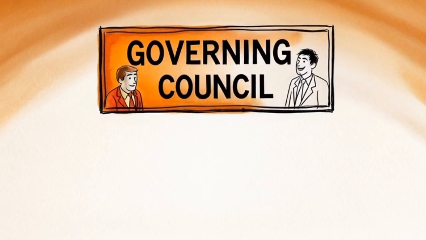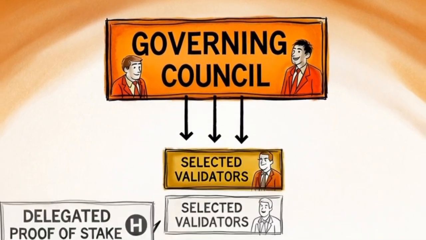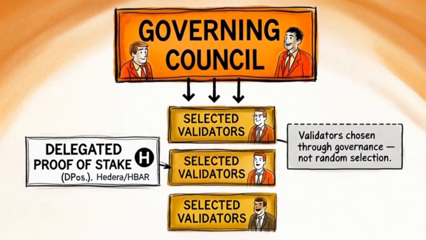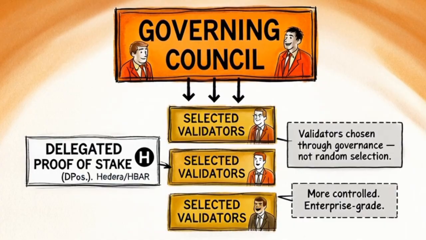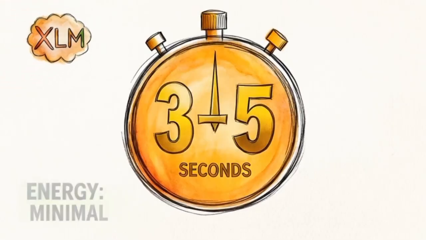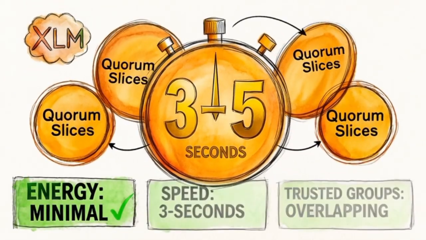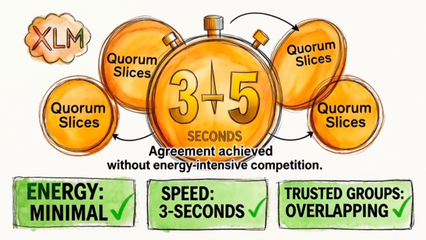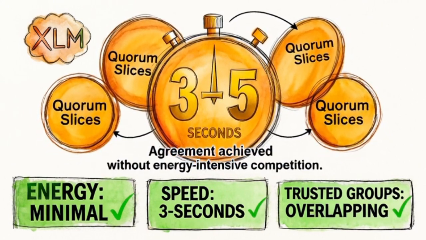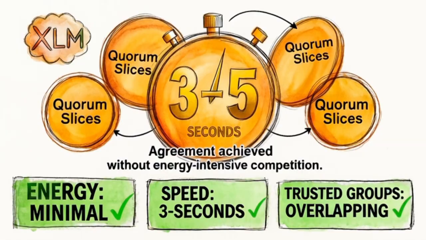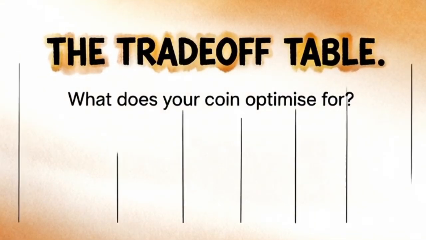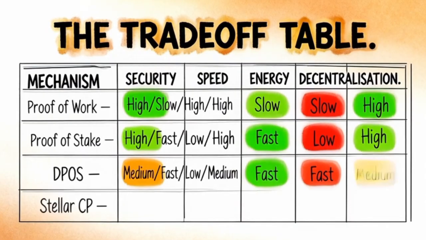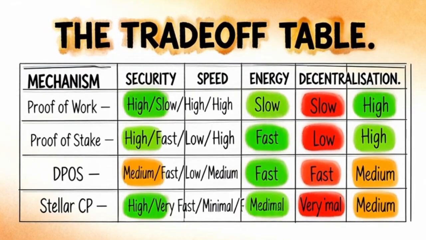Delegated proof of stake, used by networks like HBAR's Hedera, which selects validators through governance rather than random selection, and the Stellar Consensus Protocol, used by XLM, which uses overlapping trusted groups of nodes to achieve agreement in 3 to 5 seconds with minimal energy. The key takeaway is that different consensus mechanisms represent different trade-offs between security, speed, energy use, and decentralization. Understanding which one your coin uses tells you a lot about what it was designed to optimize for.